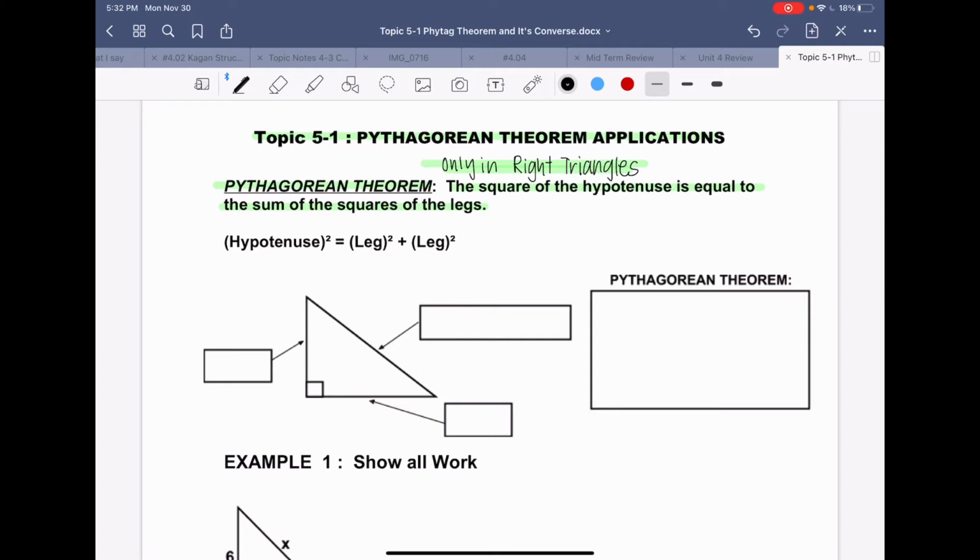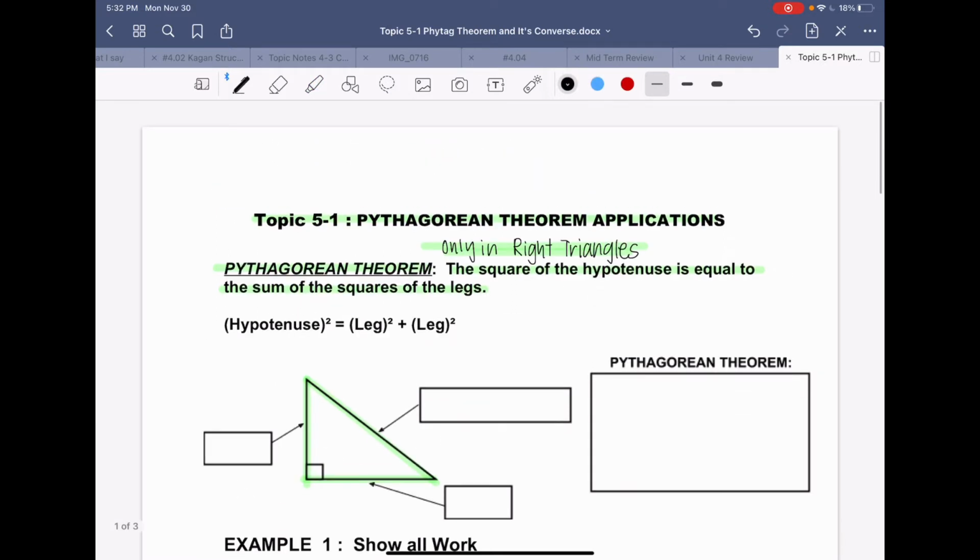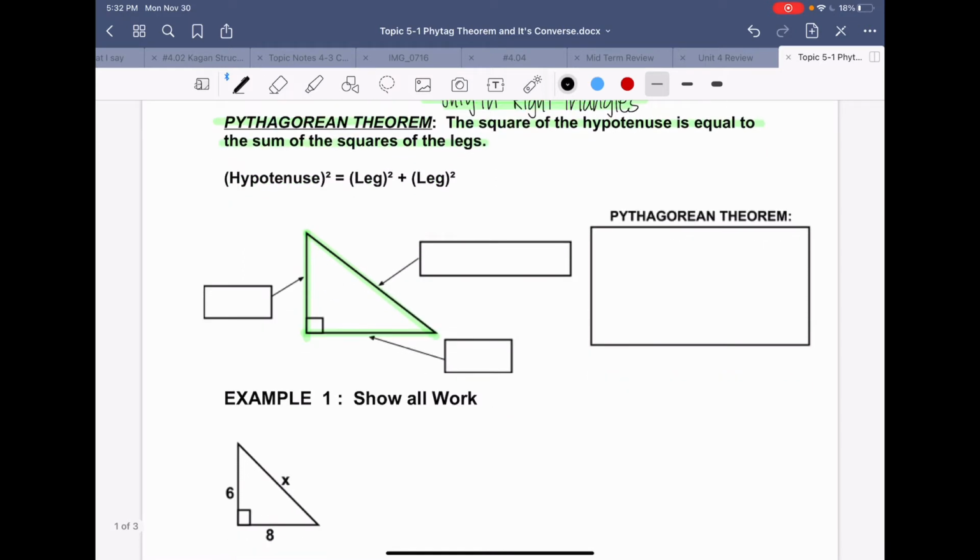Okay? So let's look at this triangle right here. I want you to draw this triangle. And these two sides right here, this side and this side, that form the right angle. Those are the legs of the right triangle. So these are not the legs. I do want you writing this. I want you to label your triangle.